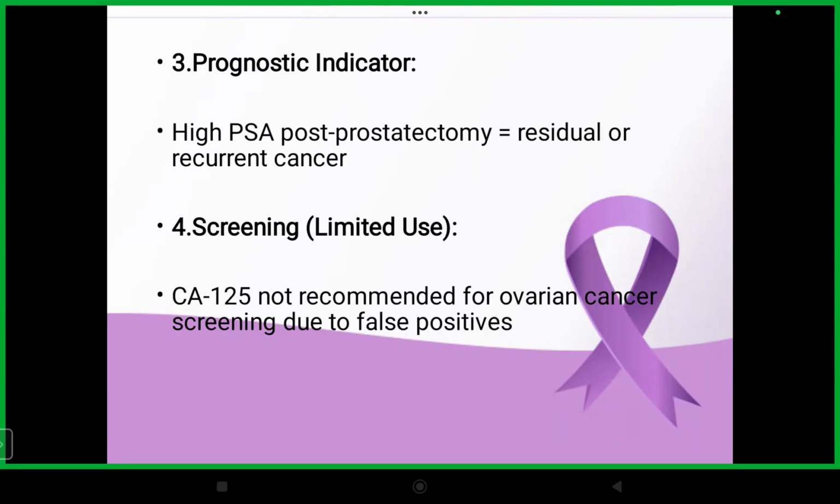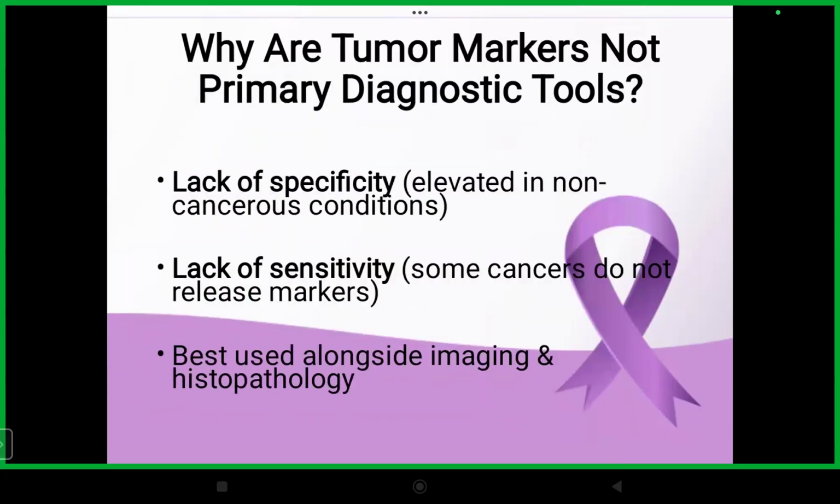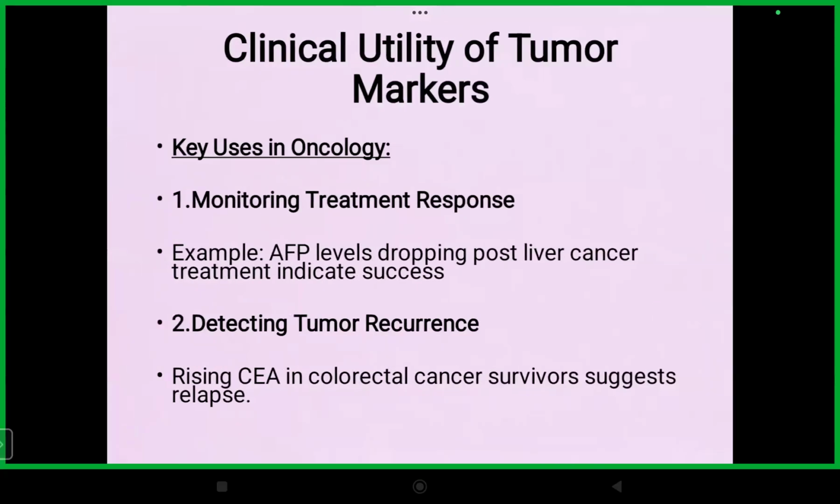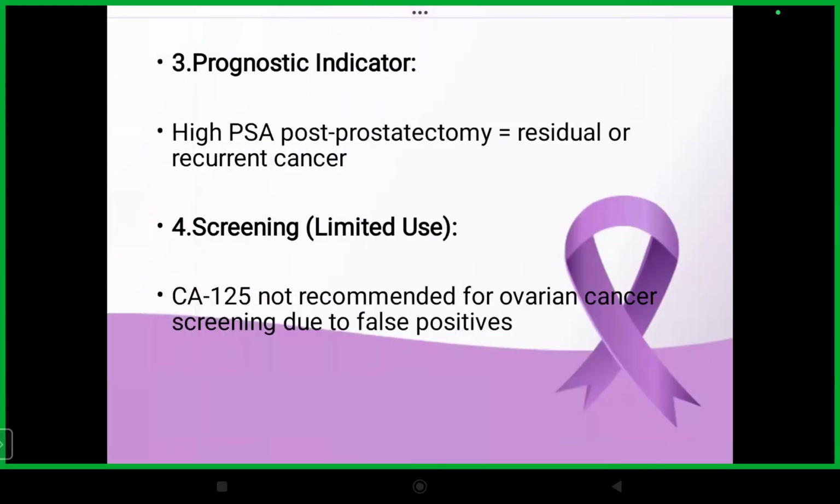Then these markers can also be used for a screening purpose, that is, for a diagnostic screening test. That also we can consider for certain markers. But CA125 is not a marker considered for screening because there are chances of getting false positives. So these are the 4 basic uses of tumor markers: for monitoring treatment response, for detecting tumor recurrence, for prognostic indication, and for screening.